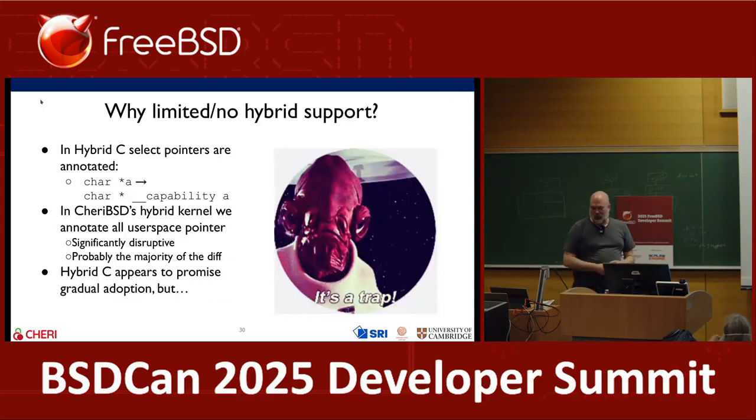So why limited or no hybrid support? Annotations are expensive. You have to add them everywhere and maintain them. Some work on Linux to do a hybrid kernel used the user annotation there, and it sort of works. But the problem is it's in the wrong place, and so it sort of works by accident. As long as there's only one asterisk, you're okay.